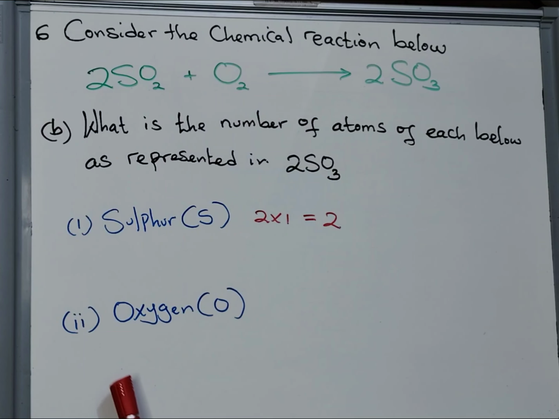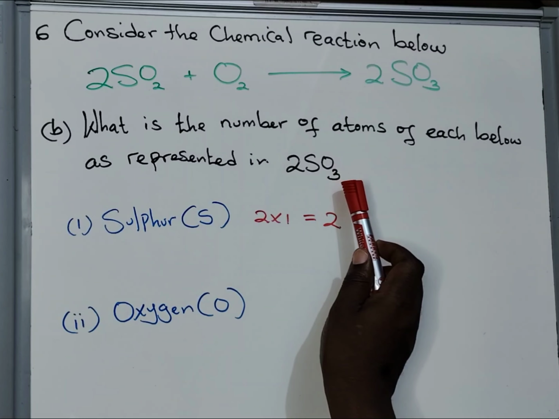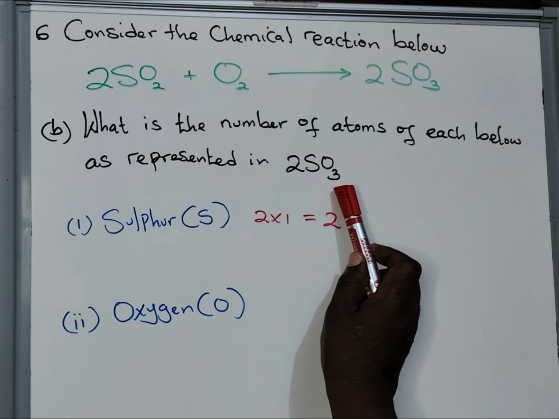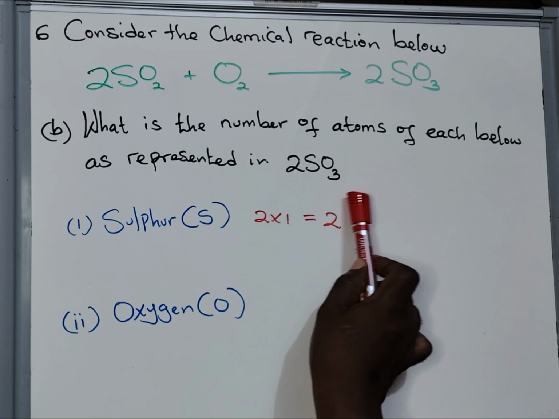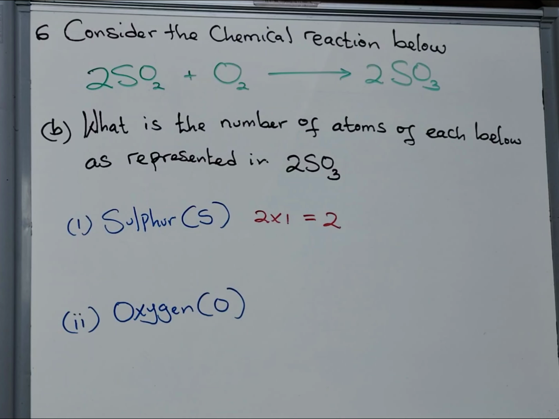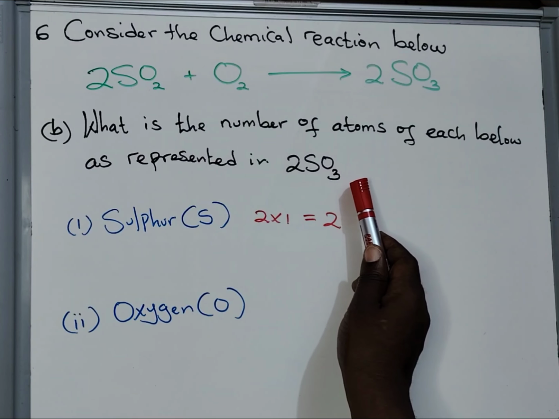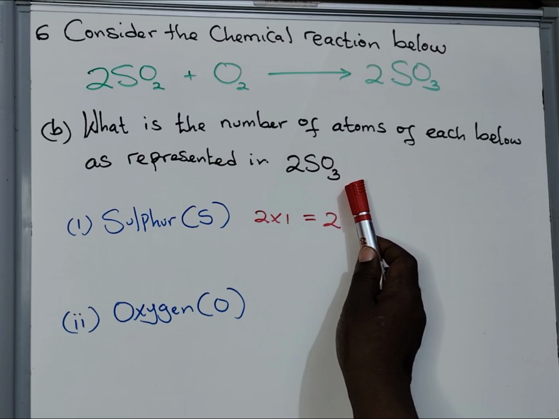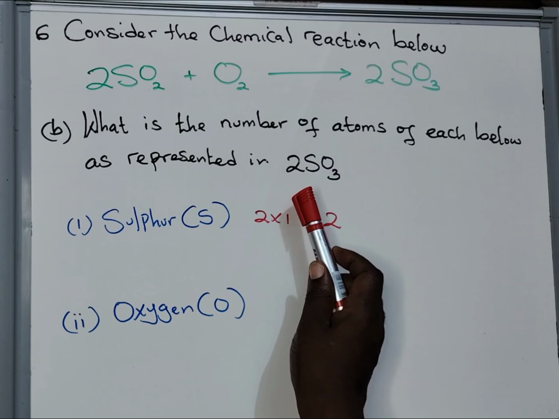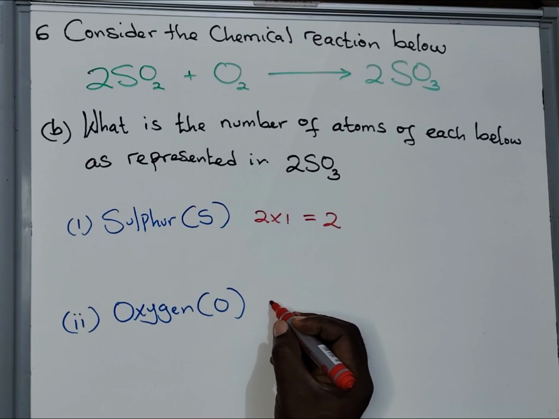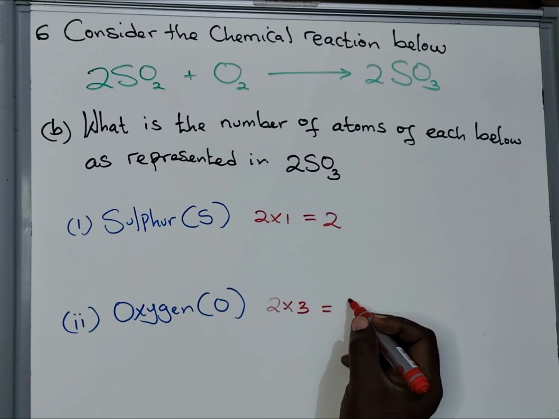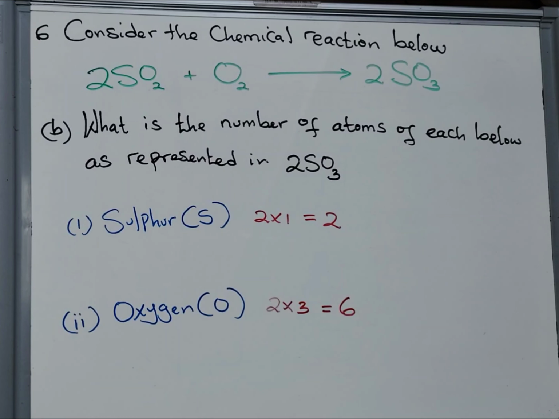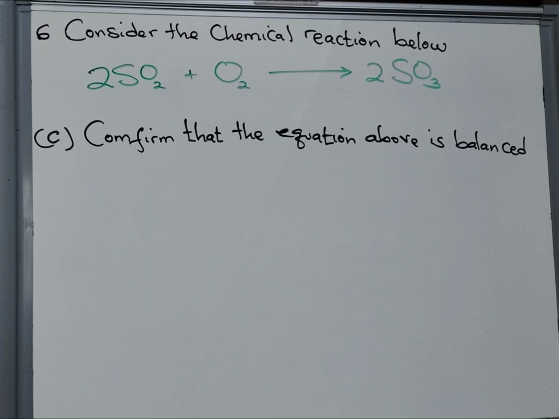Then we come to oxygen. What is the subscript for oxygen? It was put there, it's 3. But remember, the 2 is for the entire molecule. So oxygen has subscript 3 and coefficient 2. What does that mean? It's going to be 2 times 3, giving you what? 6 atoms.